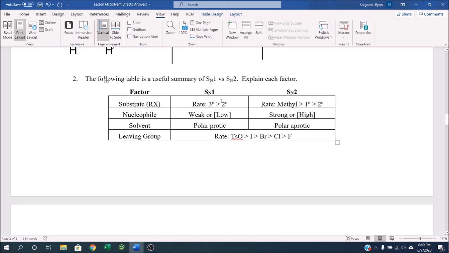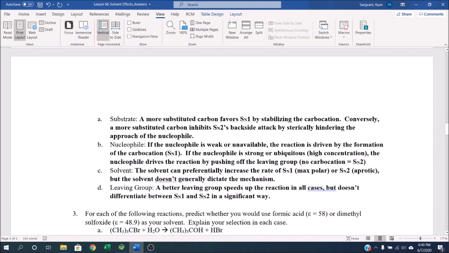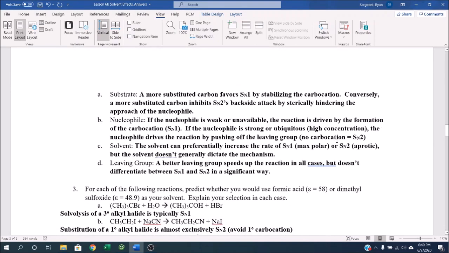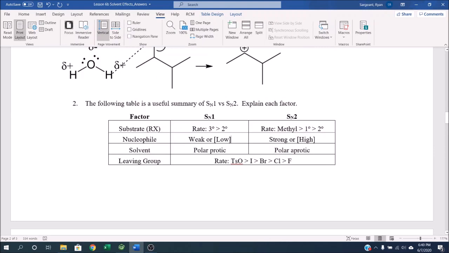Low concentrations tend to favor SN1. And so if a nucleophile is weak or unavailable, meaning low concentration, then the reaction is driven by the formation of the carbocation, so you have to go SN1. If you have a high concentration, then you tend to go SN2, or if it's a very good nucleophile. These brackets right here are a shorthand way of saying concentration. So when you say a chemist put brackets around something, then we're referring to the word concentration there.